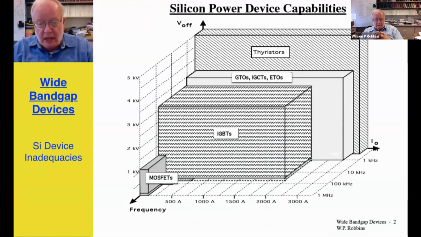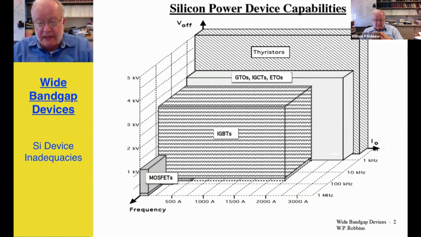This chart shows the approximate power capabilities of present day silicon devices. It's a complicated 3-axis plot. On this side, I have blocking voltage capability up to 5 kilovolts. Along the horizontal axis, I have the on-state current capabilities out to about 3,000 amps. And along this axis, starting from the back and coming forward, if you like, sort of out of the page, I have the switching frequency capabilities.